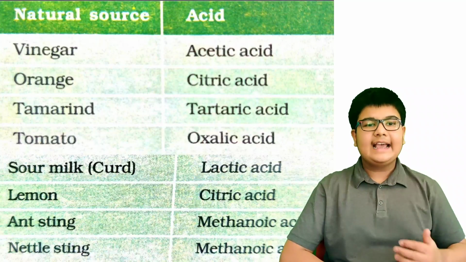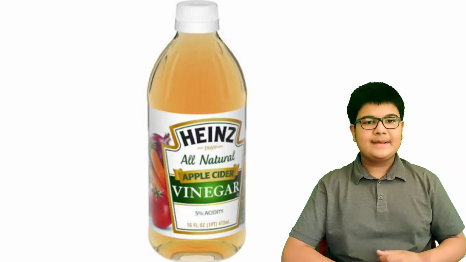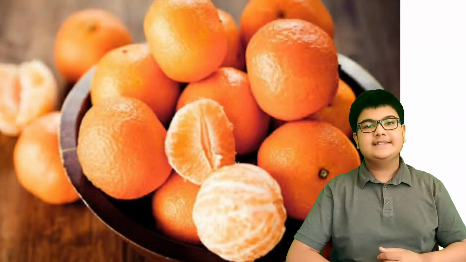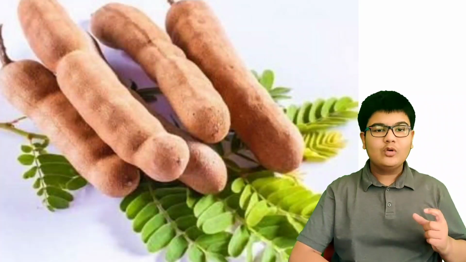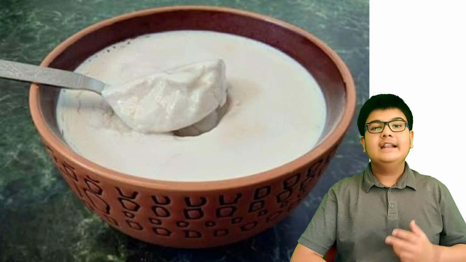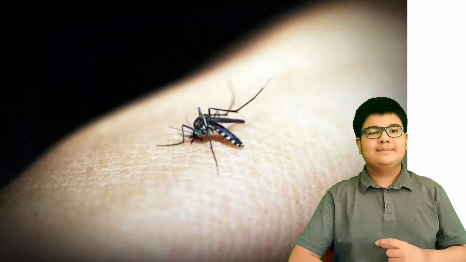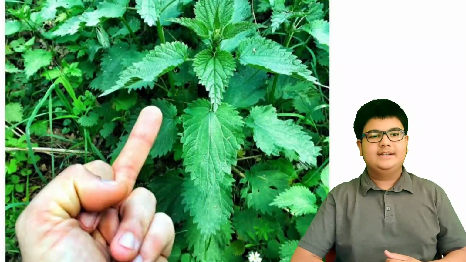And for organic acids, we have various examples. In vinegar, acetic acid is present. In orange and in all citrus fruits, in all fruits which are sour in taste, citric acid is present. In tamarind, that is imli, tartaric acid is present. In tomato, oxalic acid is present. In sour milk or curd, lactic acid is present. And in lemon again, citric acid is present. In ant sting, methanoic acid is present. And similarly in nettle sting also, methanoic acid is present.